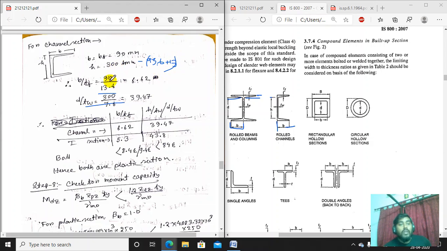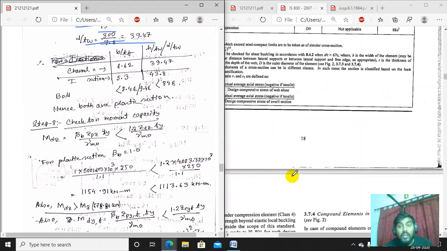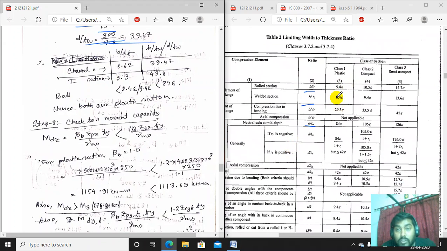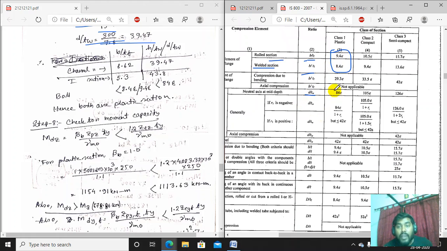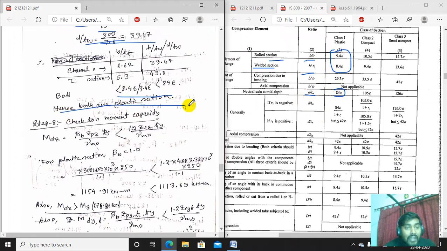Okay, so the value will be changed here, and we are getting a plastic section. So it is now coming to the 8 point. For welded and rolled sections, B by TF should be less than 9.4 epsilon or 8.4 epsilon, and D by TW less than 84 epsilon. So as we are getting these two values, it is a plastic section.